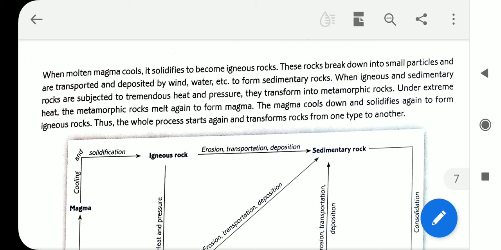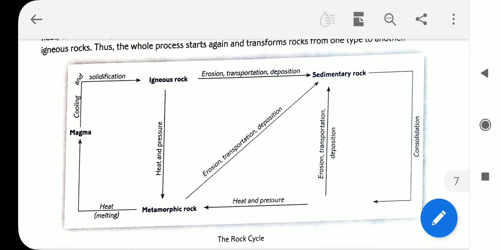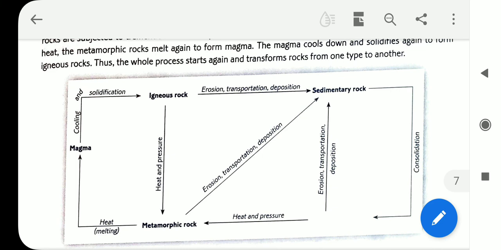Under extreme heat, metamorphic rocks melt again to form magma. The magma cools down and solidifies again to form igneous rocks. Thus, the whole process starts again and transforms rocks from one type to another. These are the stages of the rock cycle.